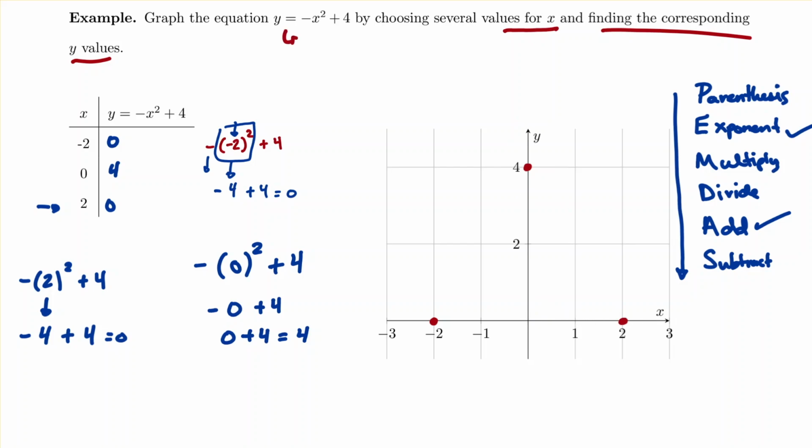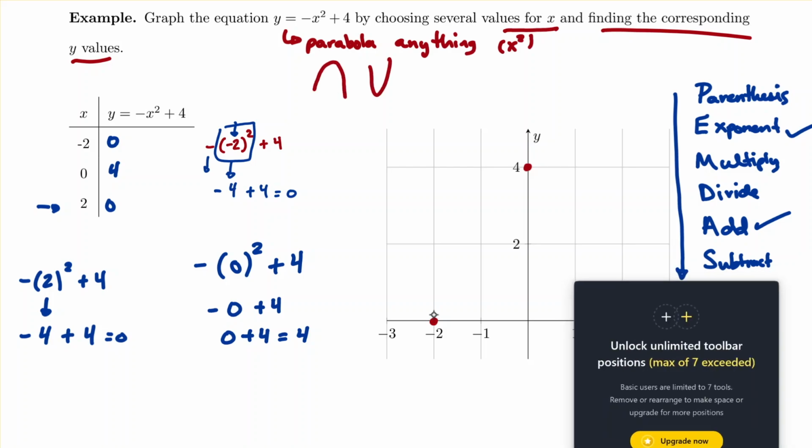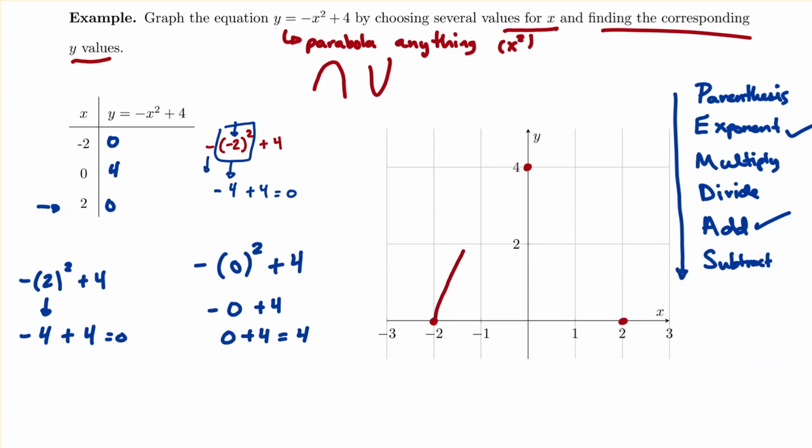Now, this graph happens to be what's called a parabola. You don't have to know the name, but anything that is of the form x squared in it will be a parabola, and it's going to look either opening up or opening down. So from these plotted points, I can tell that if I connect it, I need to connect it opening down. And that might just be something to remember. For anything x squared, you have that basic shape. It's either an upside down U or regular facing U.